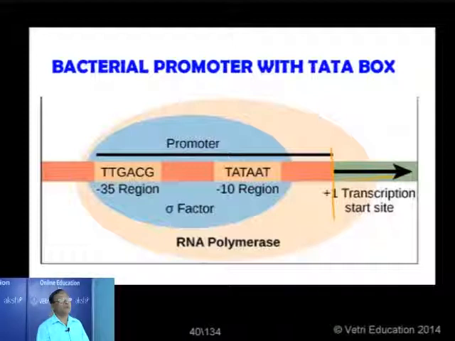There are two consensus sequences in the case of the bacterial promoter. One at the minus 10 region, that sequence is called TATAAT. Another consensus sequence normally present at the minus 35 region, that is upstream, is TTGACA. So these are the two sequences found in the case of the bacterial promoter.